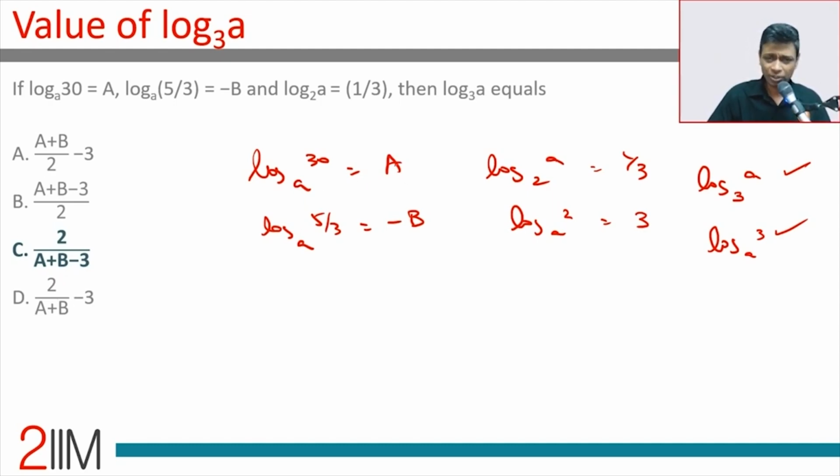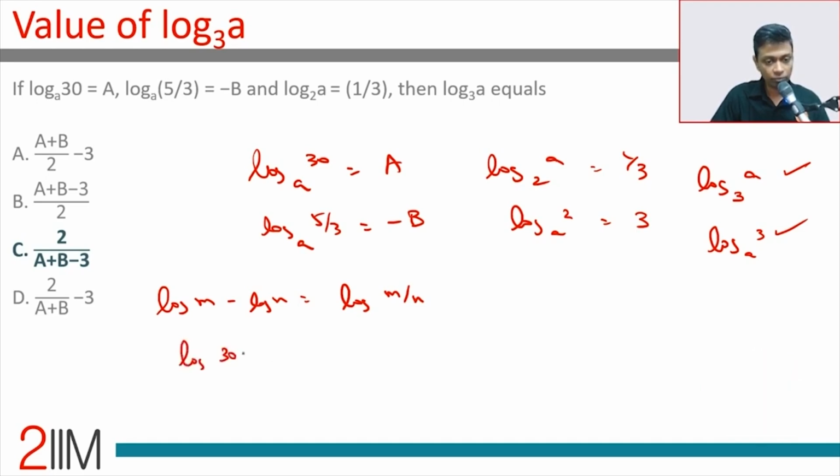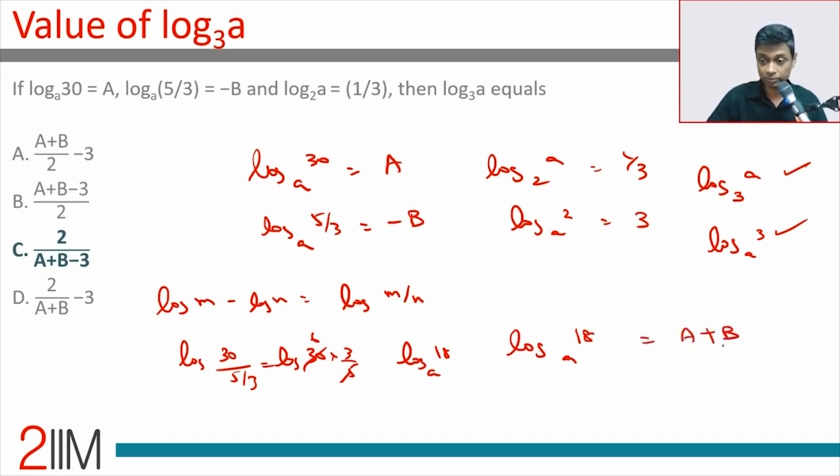So how do we get a plus b? If we subtract this from this, I'll get a plus b. Why am I doing that? We know that log m minus log n is log of m by n. So log of 30 by 5 by 3, which is log of 30 into 3 by 5, is log 18 to the base a. 18 is a combination of 2's and 3's, so I like that. So log 18 to the base a, this minus this, is a plus b.